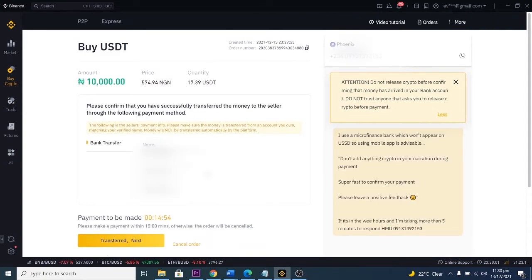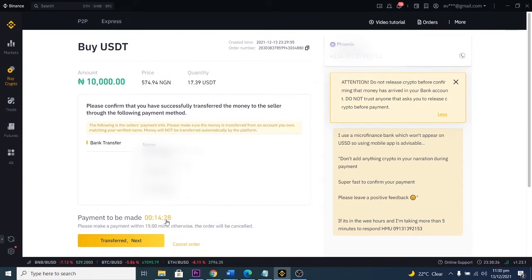So I've placed the order. Now this is the person's account number, and this is the person's bank name, and this is the person's phone number here. So you can call the person if the person does not release the coin, because whenever the person confirms the payment, he will have to release the coin.